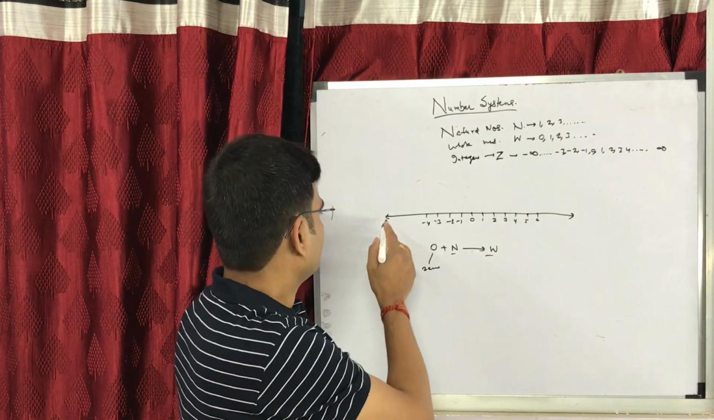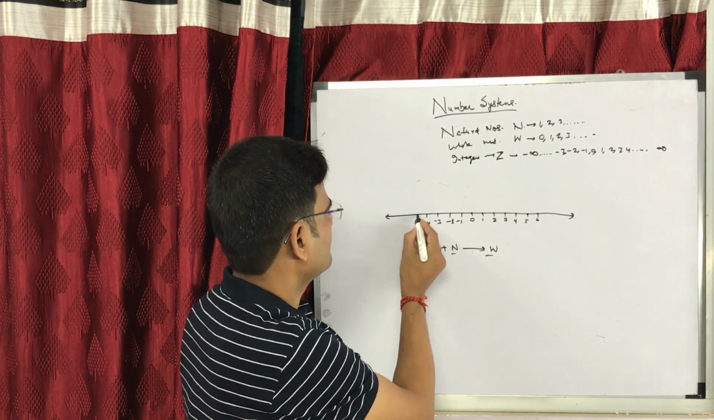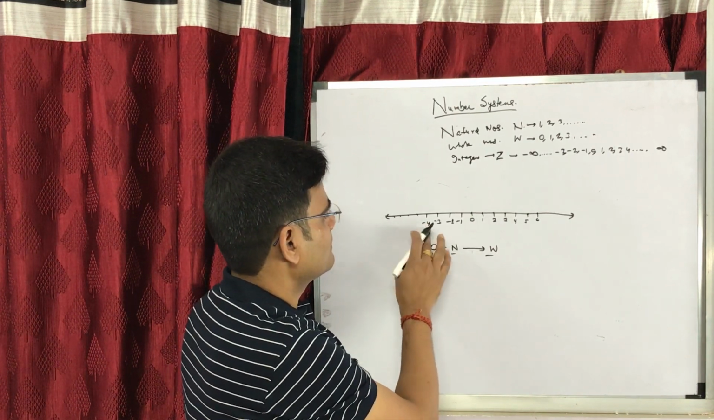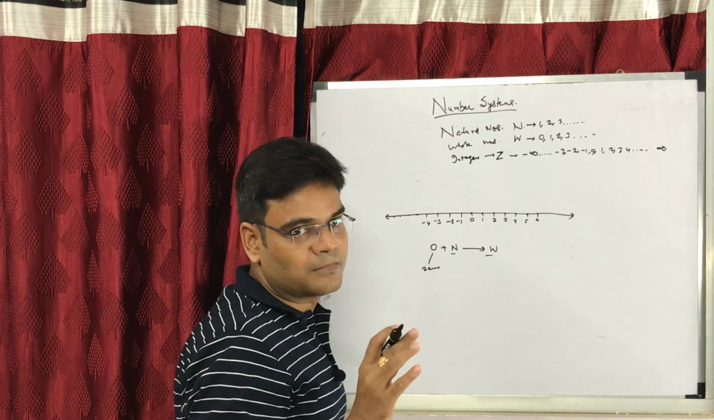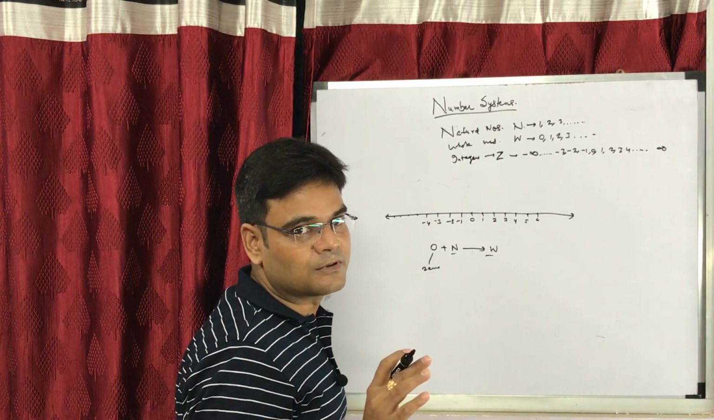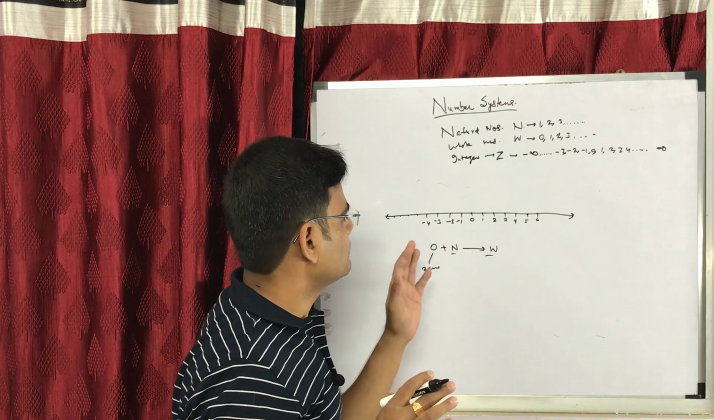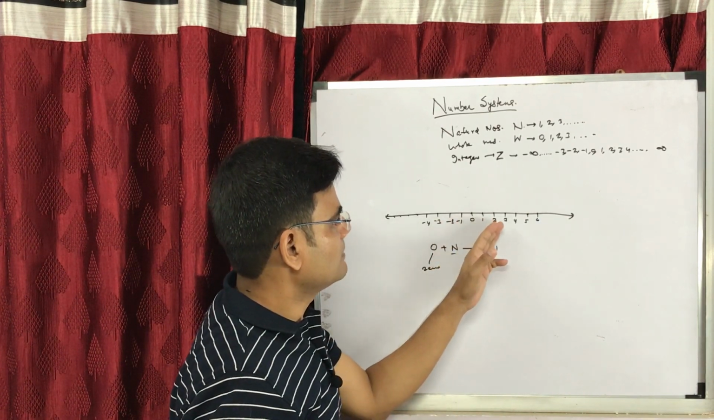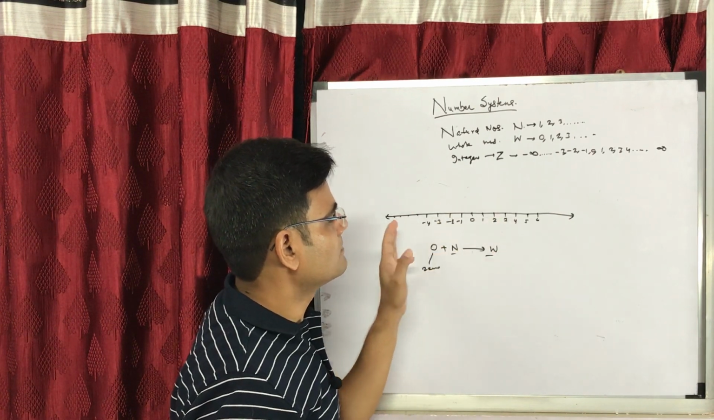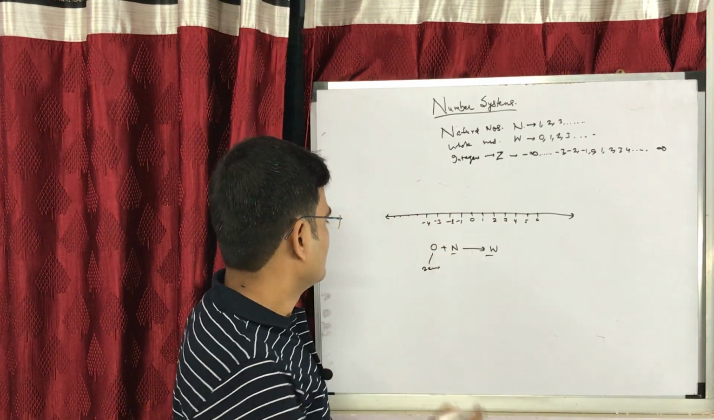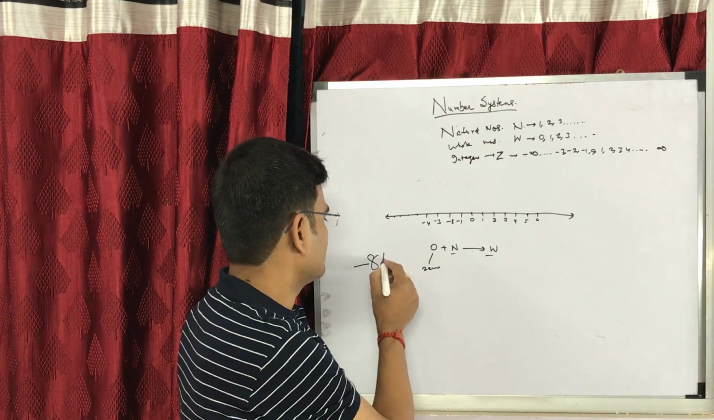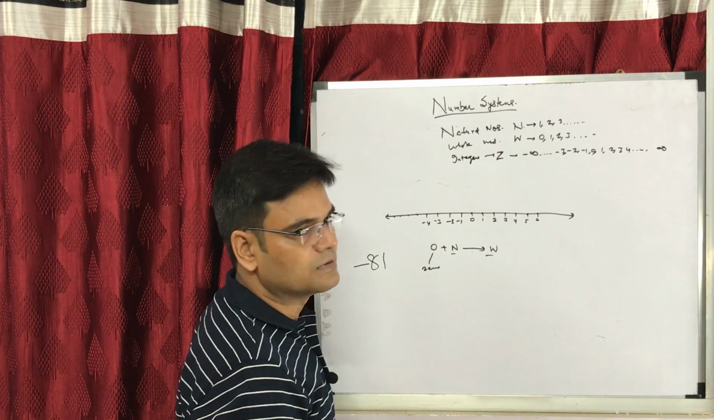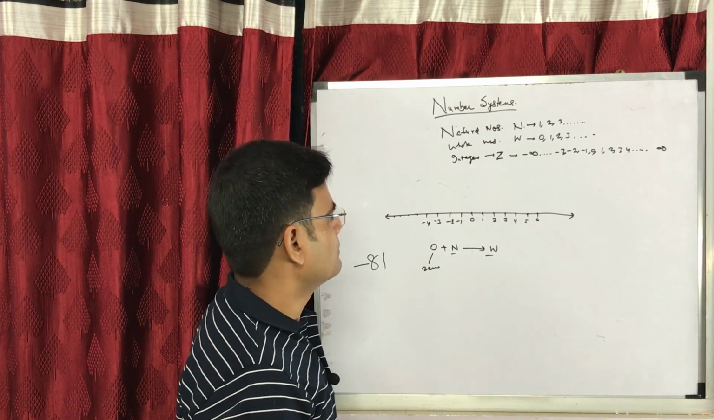So all numbers including negative numbers, for the purpose of understanding, negative numbers, 0, and positive whole numbers, all these are integers. So if I ask you minus 81, is it an integer? Yes, it is an integer. Is it a whole number? No. Is it a natural number? No.